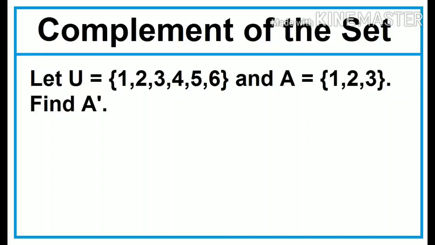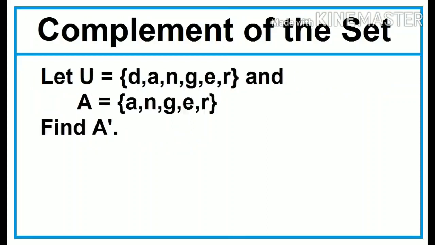Here the common elements between U and A are 1, 2, 3. If you neglect that, you will get 4, 5, 6 as A dash. Next, we move on to the other example.